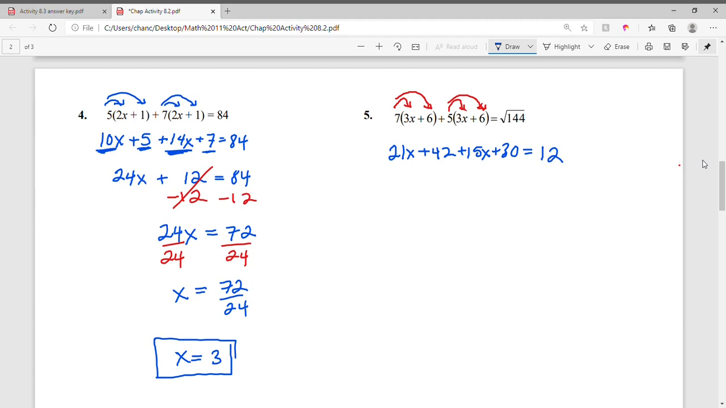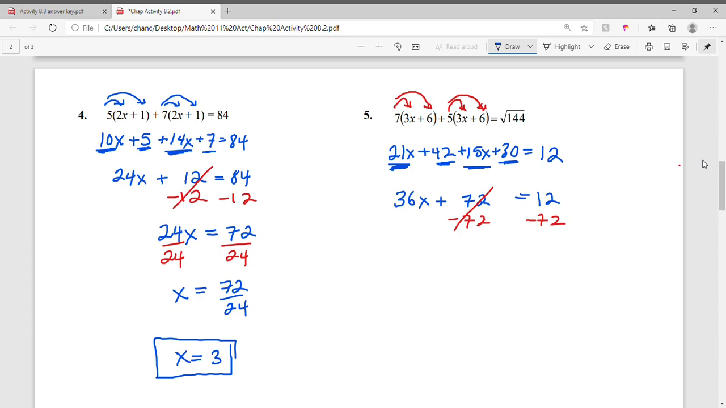And now I can collect like terms. 21x plus 15x, that gives me 36x. 42 and 30, that adds up to 72, and this is equal to 12. We can now subtract 72 from both sides.